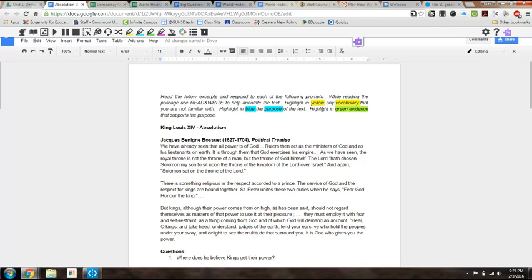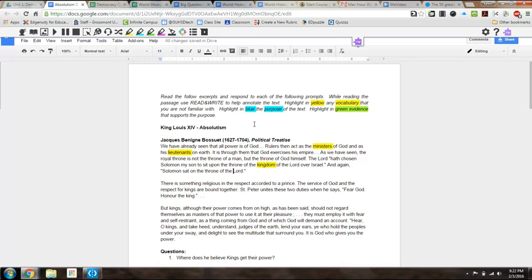Okay, so yellow is going to be vocab, blue is going to be the purpose of the text, green is going to be evidence. So if I go through as I'm reading, it says, we have already seen that all power is of God. Rulers then act as ministers of God. Well, minister, make it yellow. Lieutenants, it's a lieutenant. And we go through, let's see, it's through them that God exercises his empire. As we have seen, the royal throne is not a throne of man, but a throne of God himself. And say that one. Okay, so as I go through, I'm going to highlight all the vocabulary.